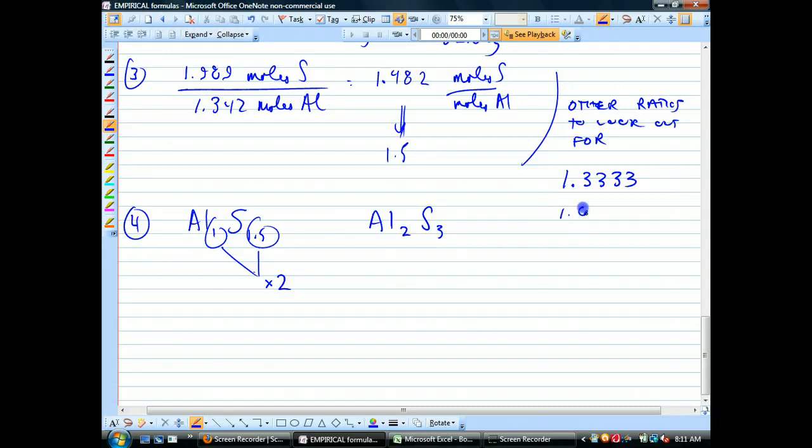What if you saw something like this? 5/3, again, multiplied through by 3, and you'd have a 3:5 ratio. So in a case like this, if you had 1 to 1.33, you multiply through by 3, and you get a 3:4 ratio, right? So these are not as common, but you might see these.